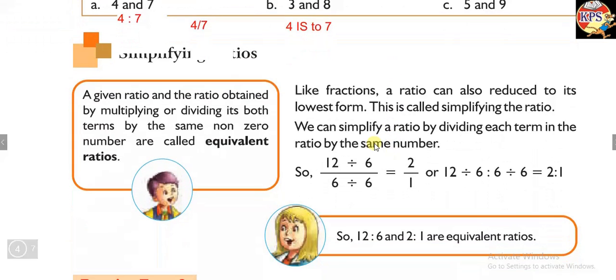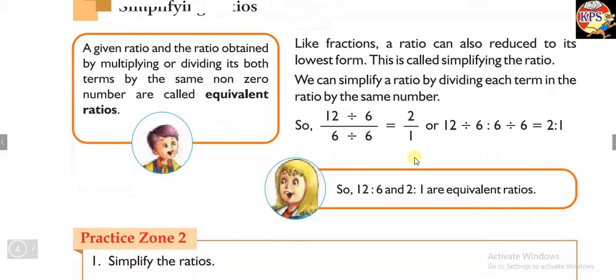Second is simplification of the ratio. Like a fraction, a ratio can also be reduced to its lowest form. This is called simplification of ratio. We can simplify a ratio by dividing each term in the ratio by the same number. In our fraction chapter, we had already read what equivalent fractions are and how to reduce a fraction. As you know, we can also write the ratio in fraction form.